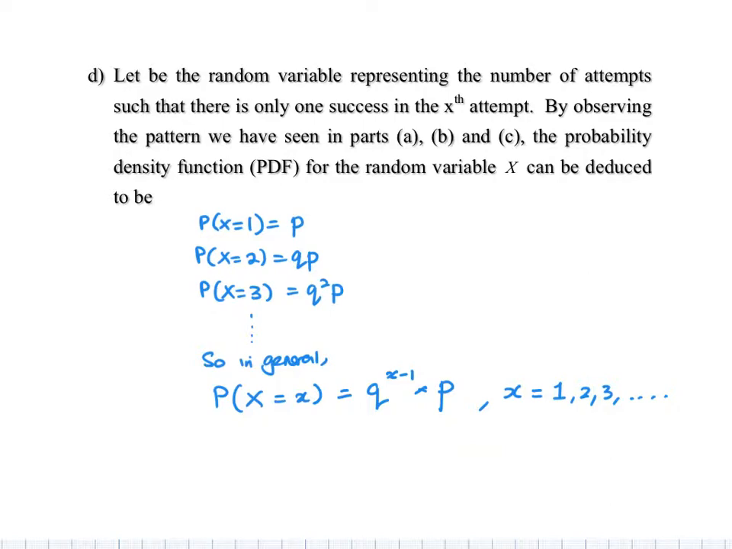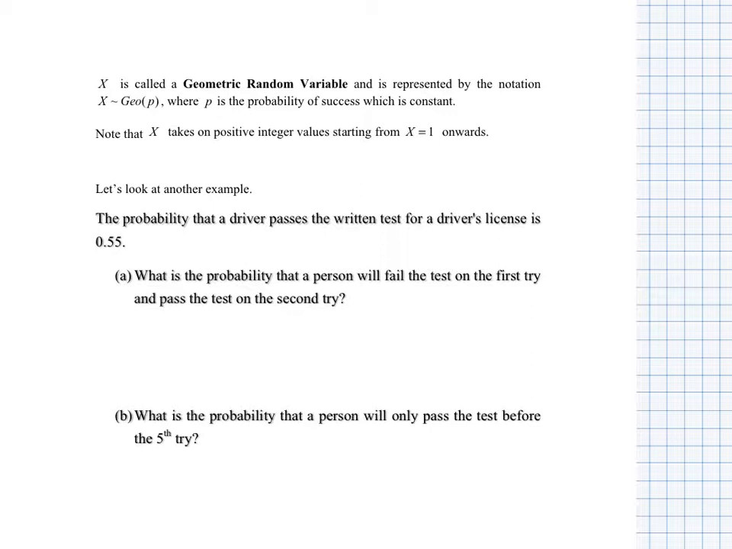Moving on to the next page, let's look at another example. The probability that a driver passes the written test for a driver's license is 0.55. What is the probability that a person will fail the test on the first try and pass the test on the second try? So P(X = 2) will be equal to 0.45, that's the probability that he fails, followed by 0.55.